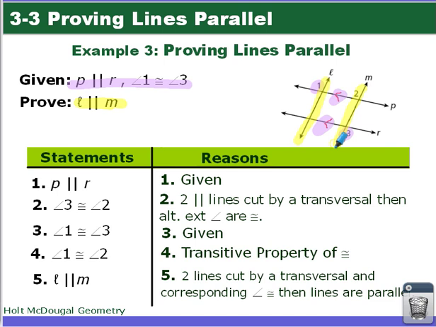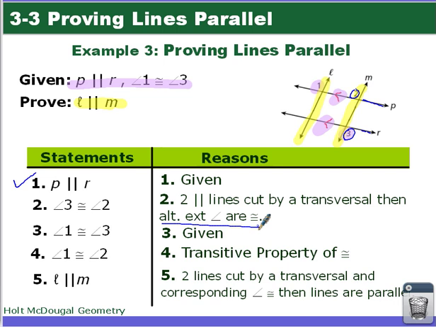All right, so first statement. We know that the first statement in a proof is always what you're given. P is parallel to R. We know that because we're given that. The next one says angle 3 is congruent to angle 2. How do we know that? Well, angle 2 and angle 3 with respect to our parallel lines P and R are alternate exterior angles. So we know that that's true by the alternate exterior angles theorem.